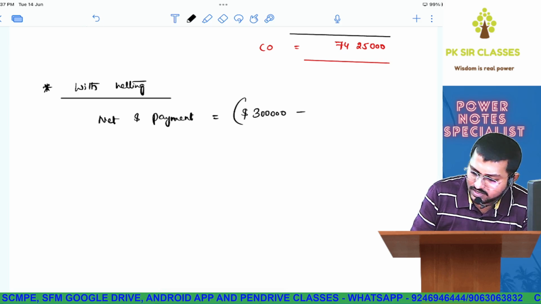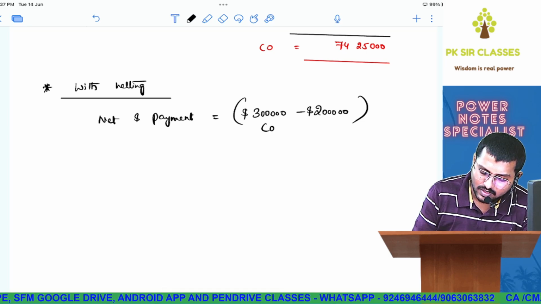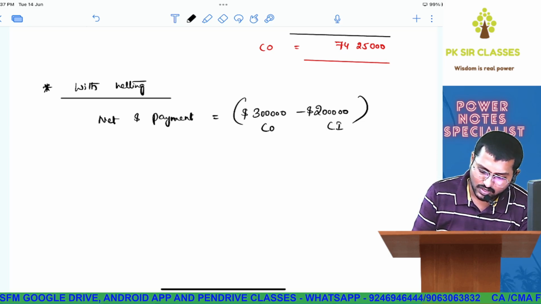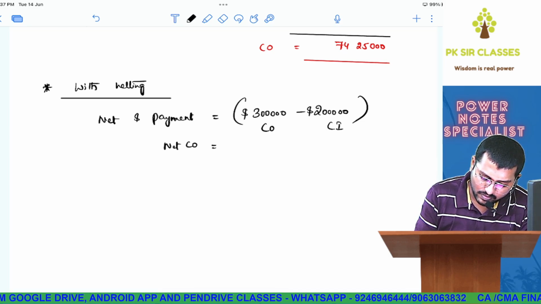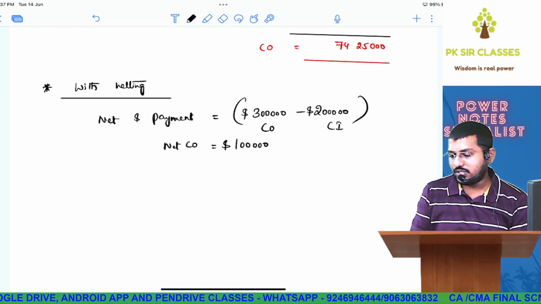$300,000 minus what is your inflow? $200,000. Correct? So net cash outflow is how much? $100,000. Correct? Which you need to make payment.